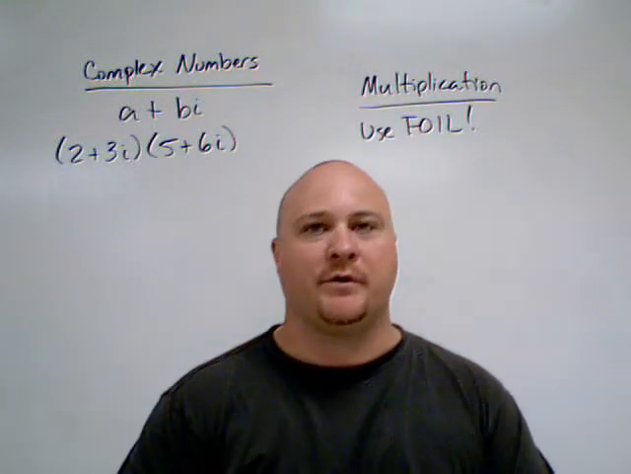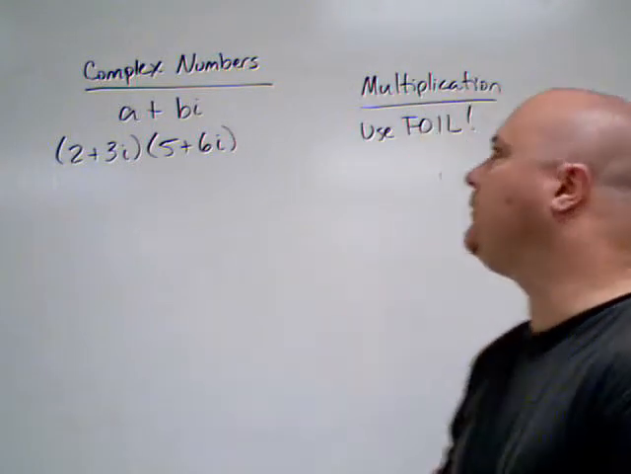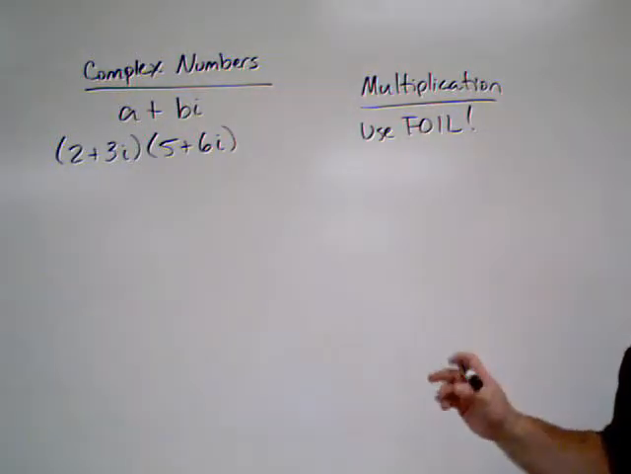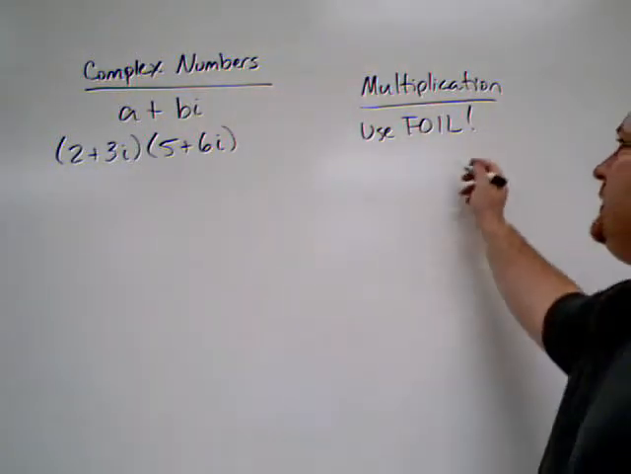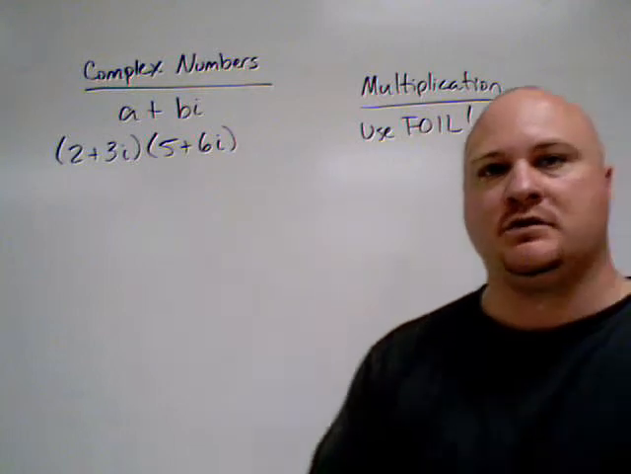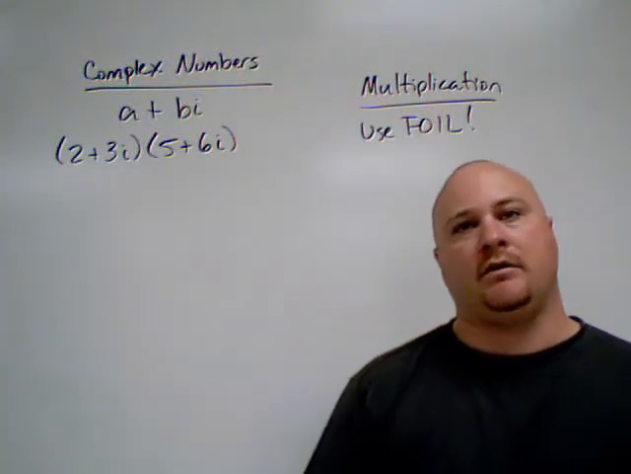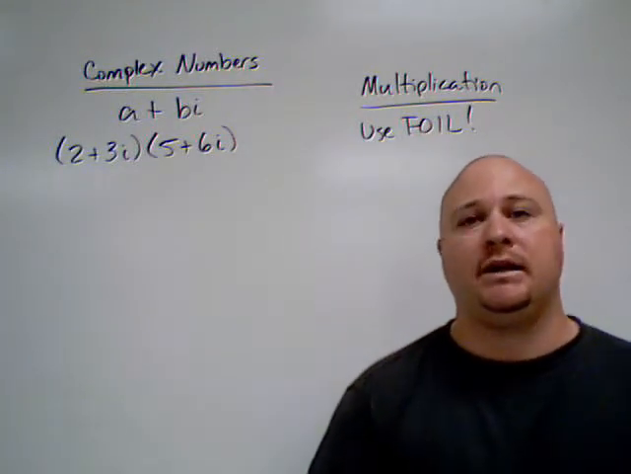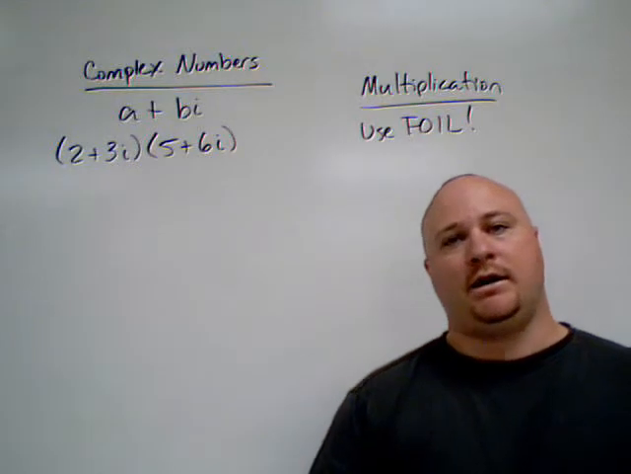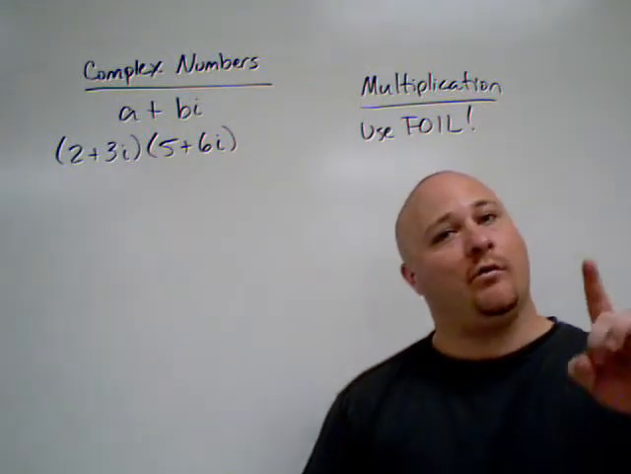Welcome back, part 3. Okay, here we go. We are multiplying complex numbers now. And all we have to do is use FOIL. If you remember how to multiply binomials together, you can handle this. There is one little trick at the end, though, that you have to keep in mind, and we actually went over how to do that in part 1.